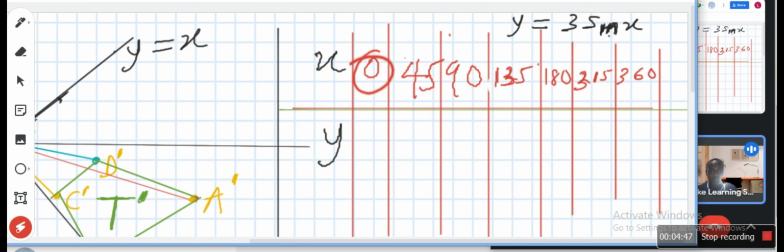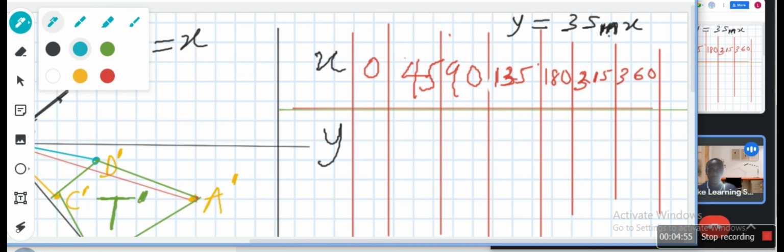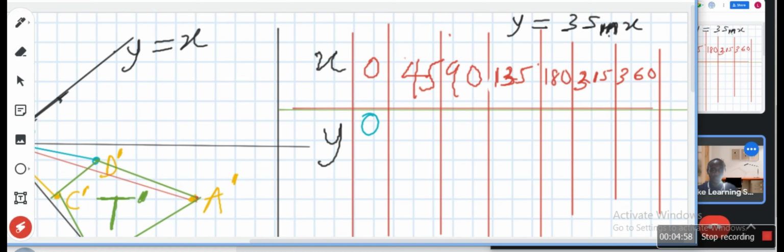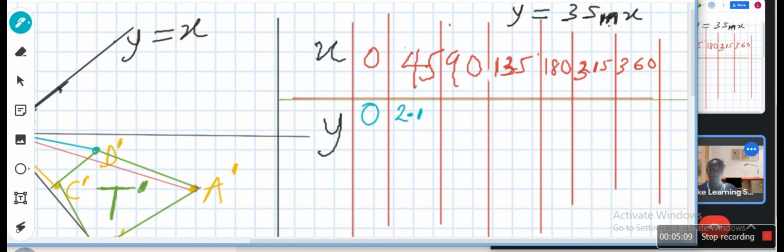Alright, so when x is 0, what is y? You just do 3 sine 0, substitution. 3 sine 0 is 0. When x is 45, what is y? You just do 3 sine 45. 2.12. When x is 90, what is y? You just do 3 times sine 90. 3. When x is 135, you just do 3 times sine 135.